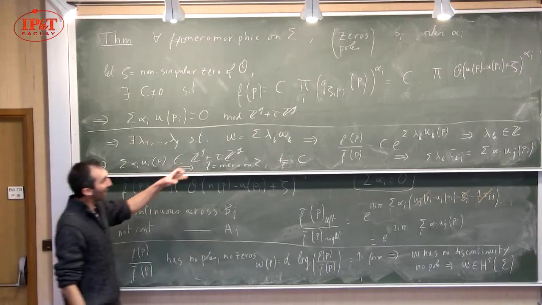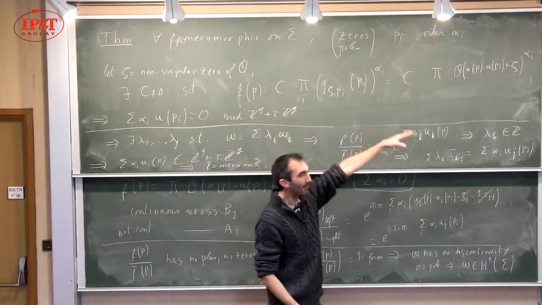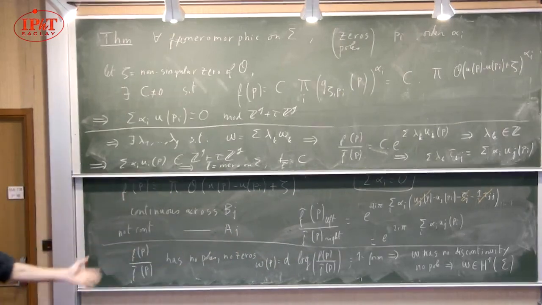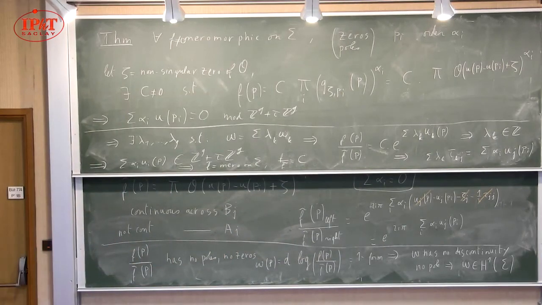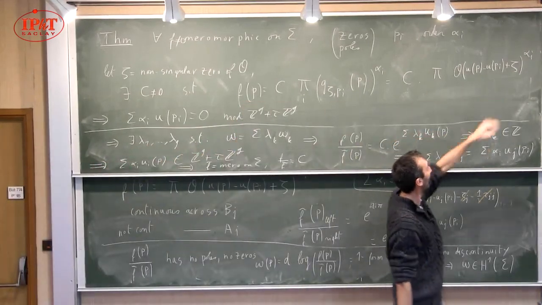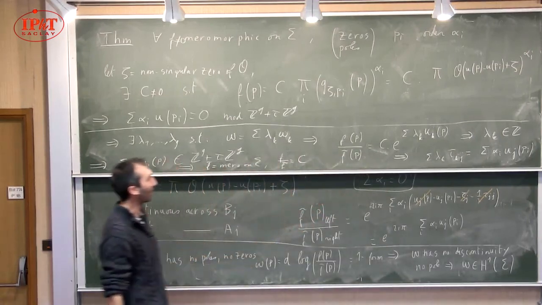You agree? So we have obtained the generalization of the theorem saying that any rational fraction is a product of monomials to some powers, positive or negative. It's to say that any meromorphic function on the Riemann surface is a product of theta functions to some powers.